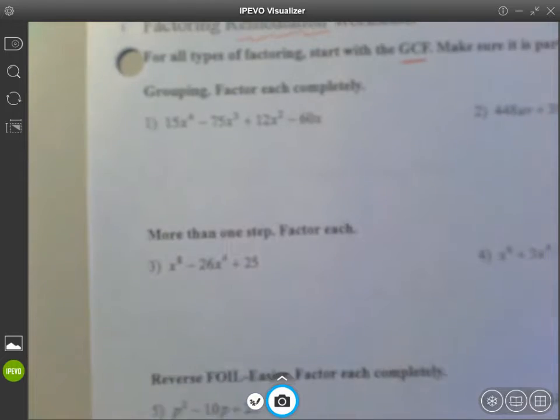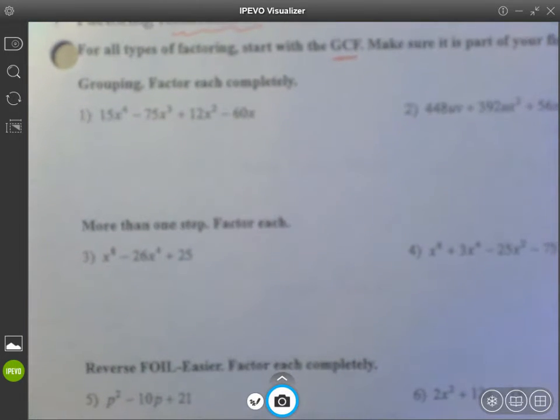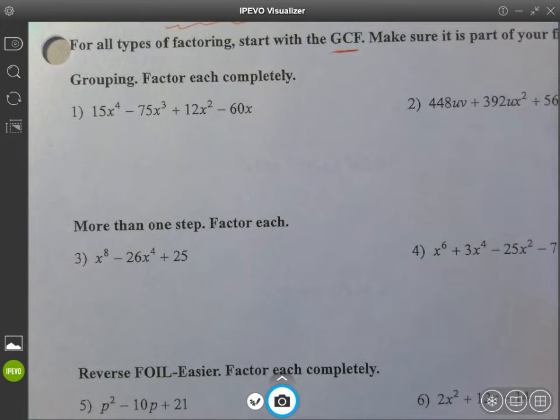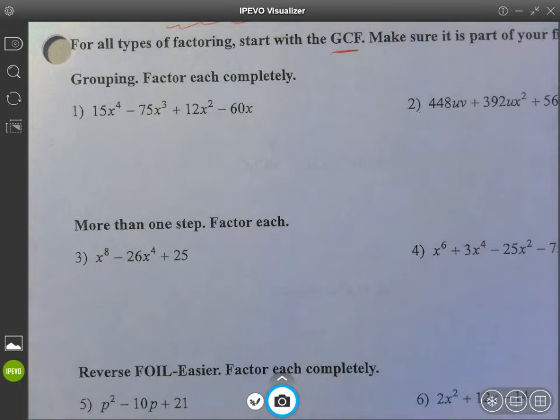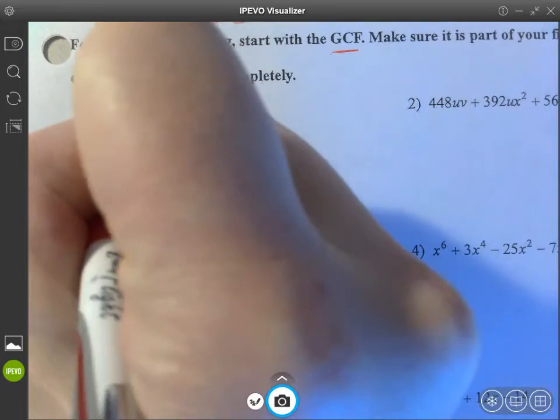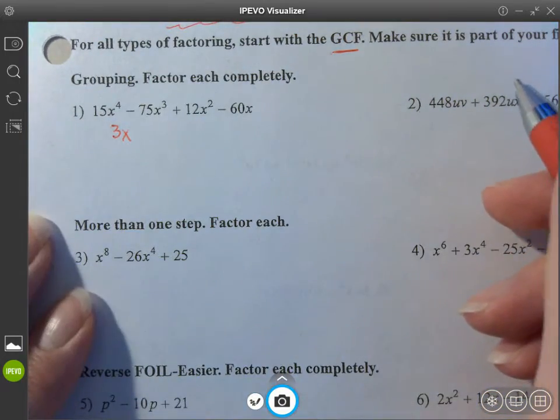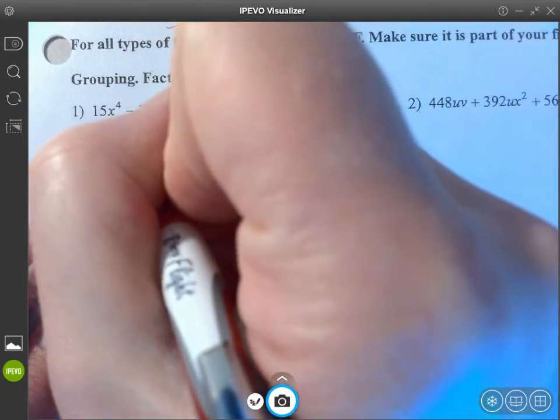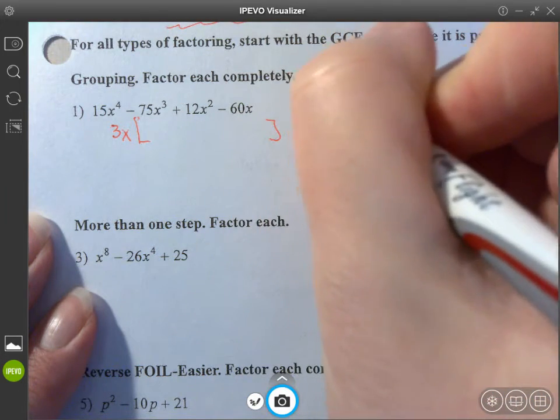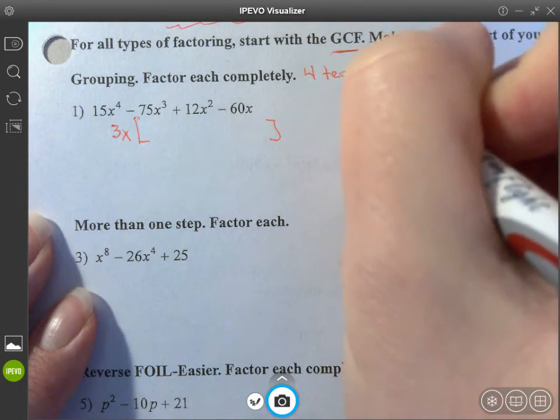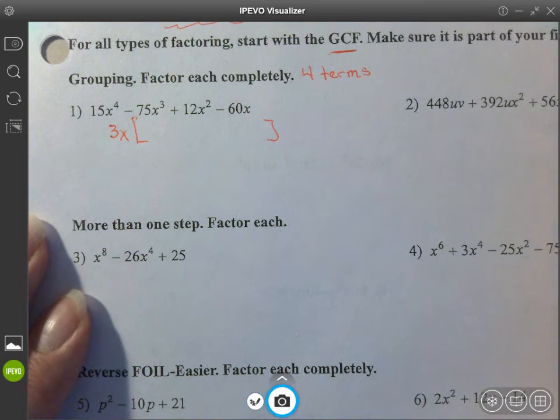Was there a GCF for number one? Yes. So it should have been a 5, nope, not a 5x, 3x. Agreed, 3x? All right, so let's take that 3x out. Now, how do I know I'm factoring by grouping? Because I have 4 terms. So that's what I want to remember. When I have 4 terms, that should be my tip off that I'm probably factoring by grouping.